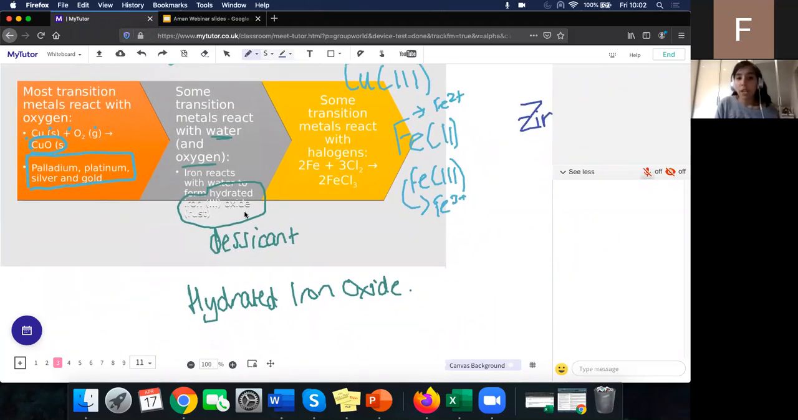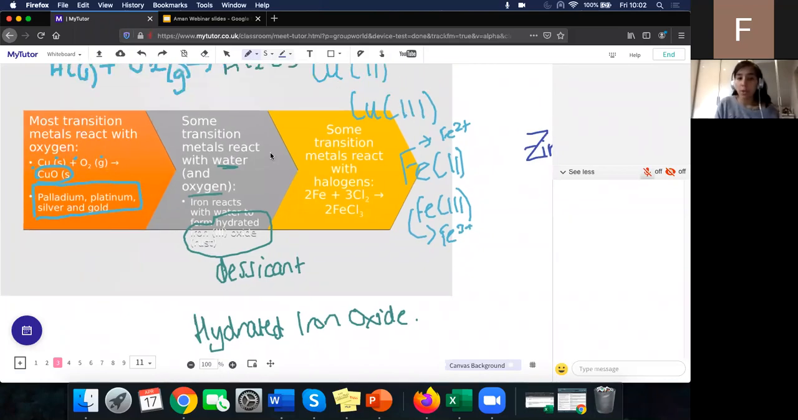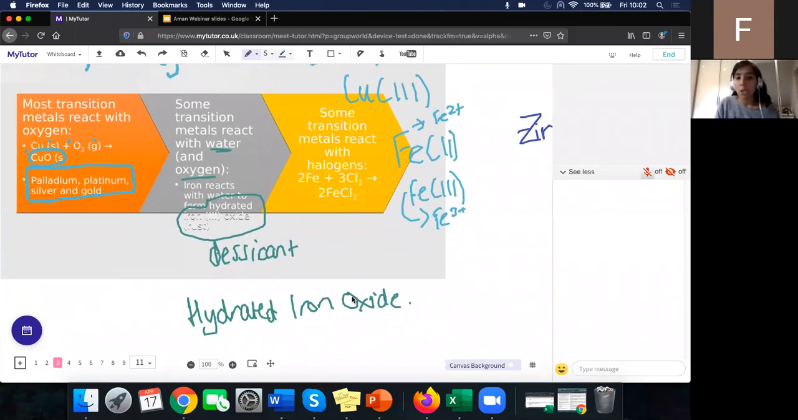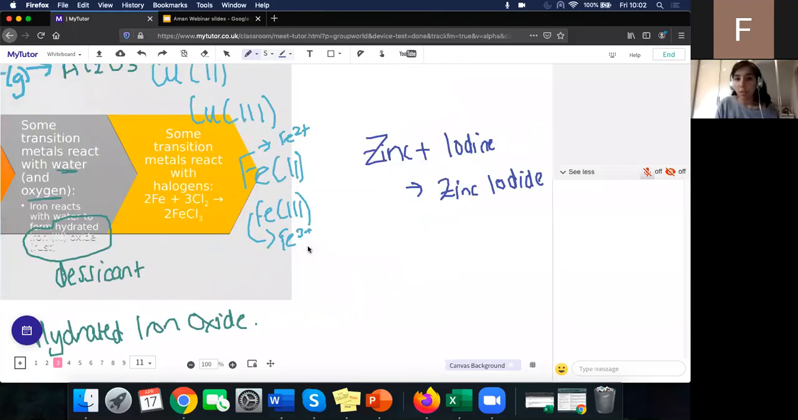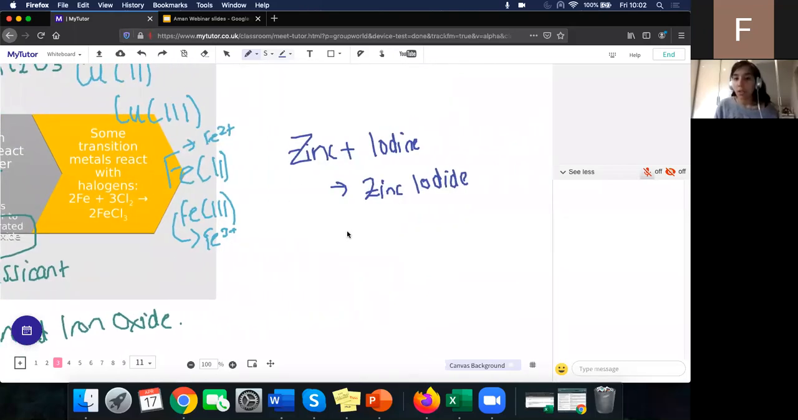The addition for Edexcel was knowing how to stop rusting. So this is all the exam boards need to know about the reactions, but Edexcel want you specifically to know about how to prevent rusting. So this reaction, zinc plus iodine goes to zinc iodide, you need to know, all the exam boards want.